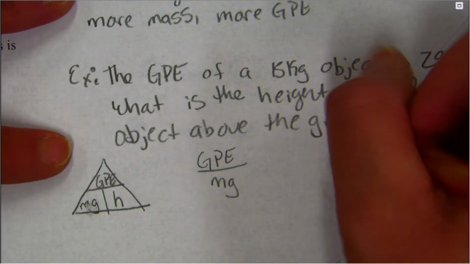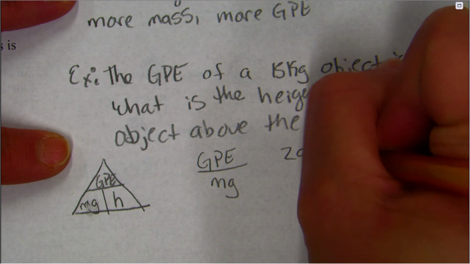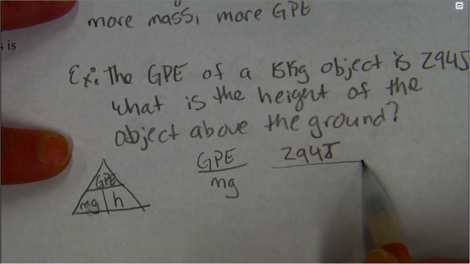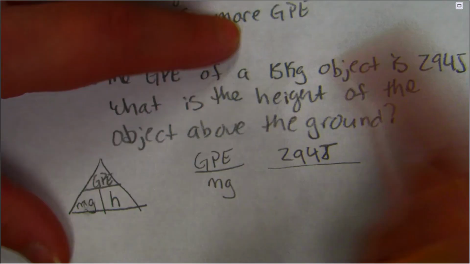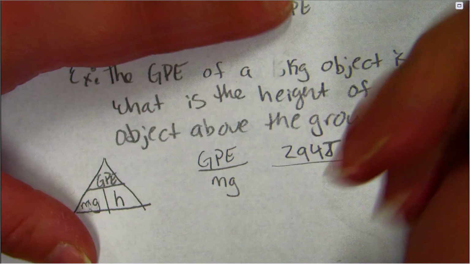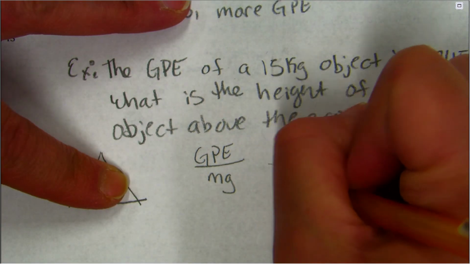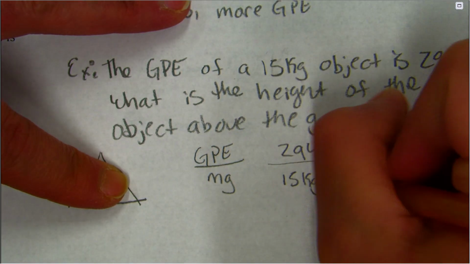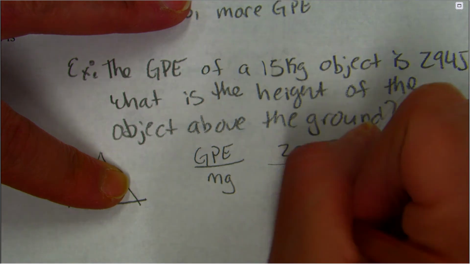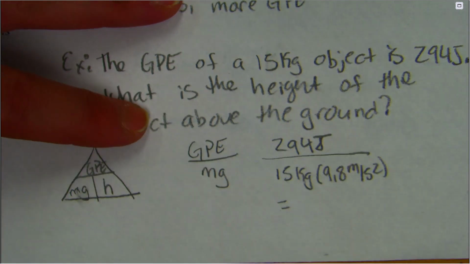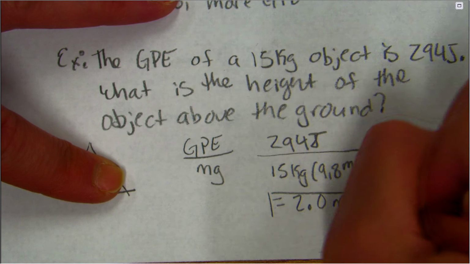where my gravitational potential energy is 294 joules. My mass is 15 kilograms. And gravity is always 9.8 meters per second squared. So when I plug that into my calculator, I get a height of 2.0 meters.